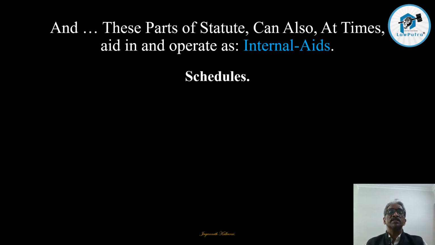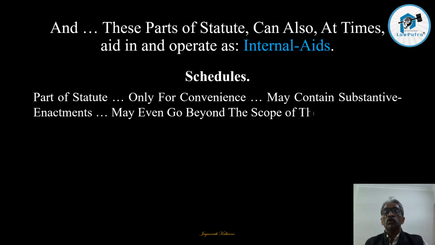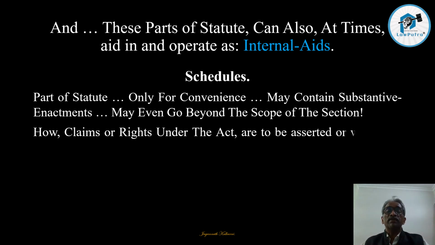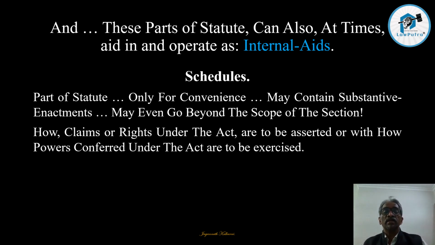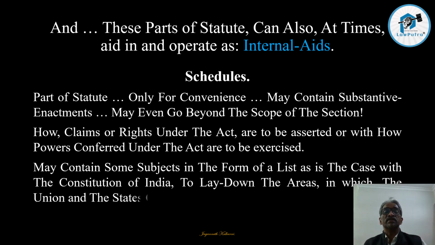And lastly, what comes is the schedules. Schedules are part of the statute, but they are meant only for convenience. They may contain substantive enactments. They may even go beyond the scope of the section. And how claims or rights under that act are to be asserted, or how powers conferred under the act are to be exercised, has been given in the schedules. And they may contain some subjects in the form of a list, as is the case with the Constitution of India, to lay down the areas in which the union and the states can legislate. What we can see: the concurrent list, state list, and union list or main list.